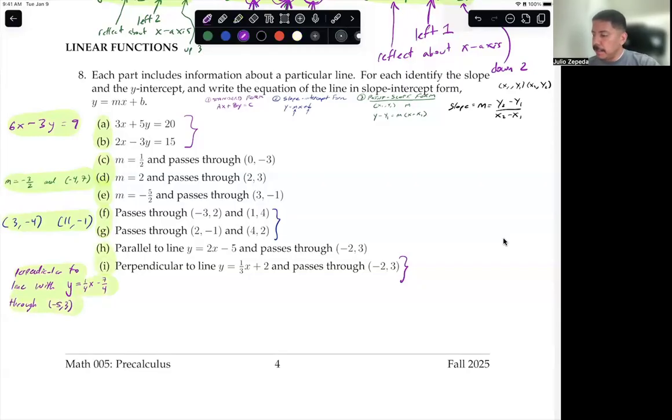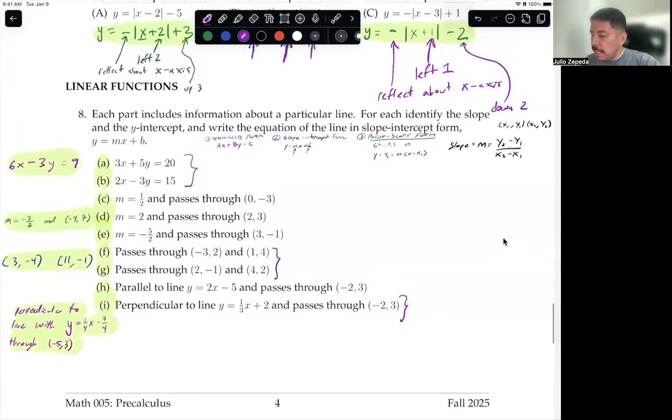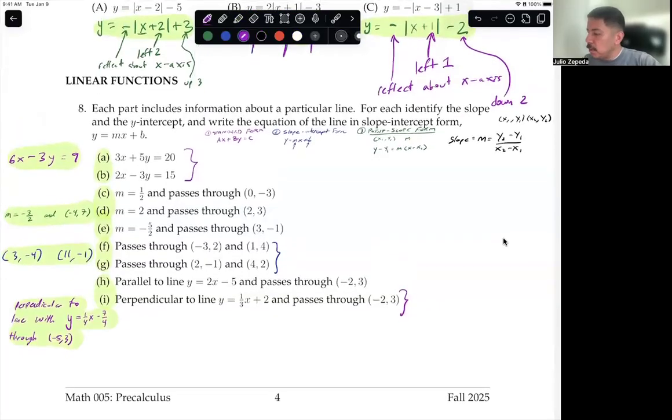All right, so let's jump into the first problem. We want to write each of these equations in slope-intercept form and identify the slope and the y-intercept. Let's start with what I'm going to call problem 1: 6x minus 3y equals 9. This equation is in standard form. To get into slope-intercept form, all we have to do is solve for y.